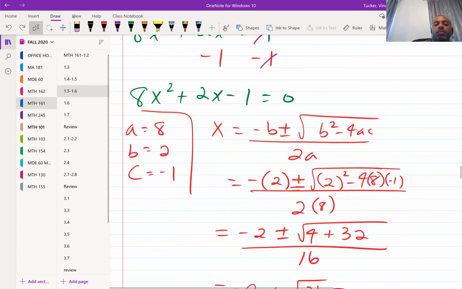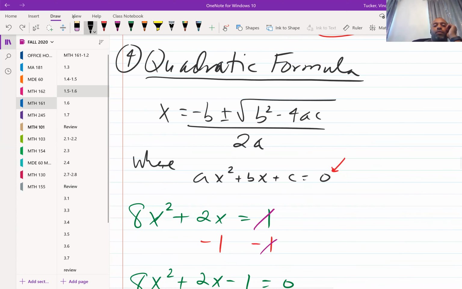So quadratic formula: x is equal to negative b plus or minus square root of b squared minus 4ac, over 2a. You can pick out a, b, and c after you've ensured that one side is set equal to 0. So if one side is not equal to 0, then you don't want to pick out your numbers until you've done that, and then make sure everything is simplified as much as possible.